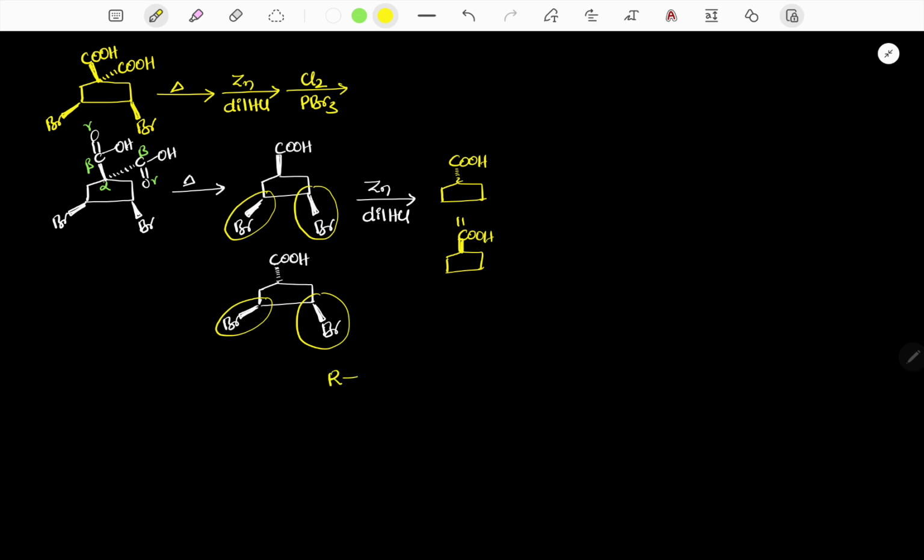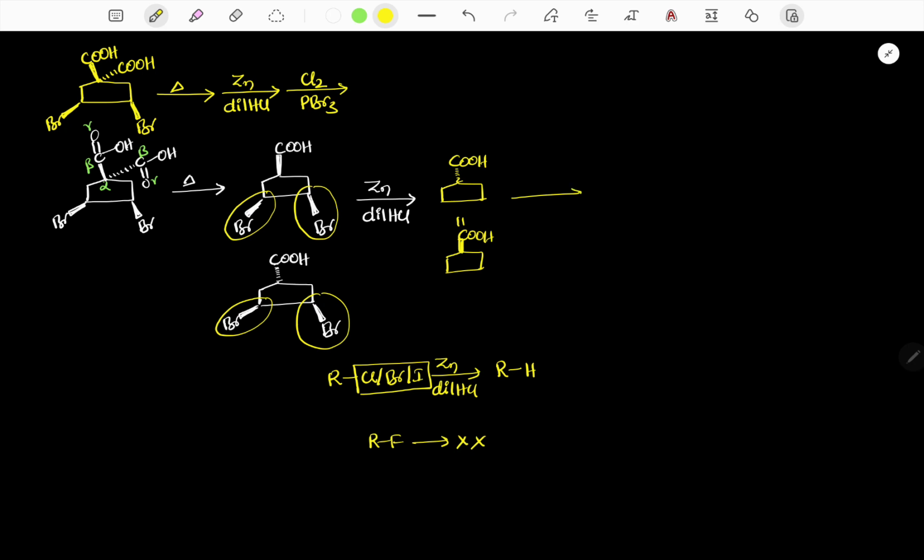So we know that when alkyl chloride or bromide or iodide is treated with zinc and dilute HCl, the alkyl halide part undergoes reduction. But alkyl fluorides do not undergo reduction.